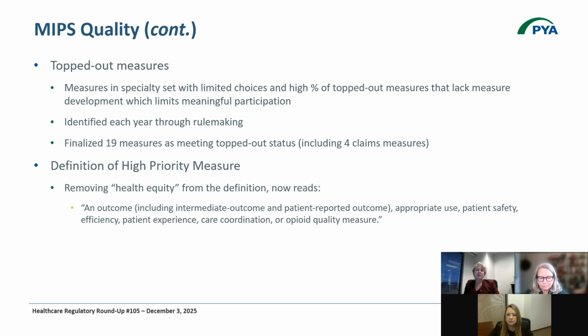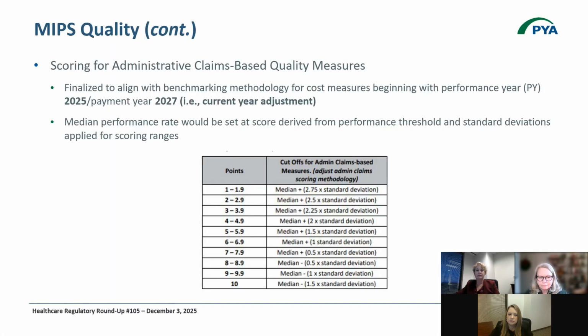As expected through the proposed rulemaking, they carried forward with the decision to remove the phrase health equity from the definition. So now the definition refers to appropriate use, patient safety, efficiency, patient experience, care coordination, or opioid quality measure, and any outcome measure in that regard. So it does remove health equity consistently throughout the measures that we'll talk about today.